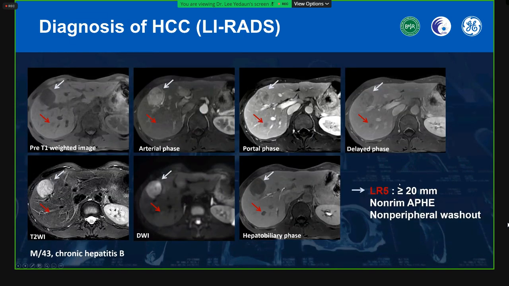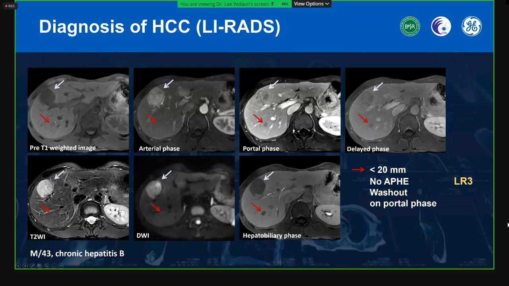An MRI of a 43-year-old man with chronic hepatitis B: there is a well-defined nodule larger than 2 centimeters, showing non-rim arterial enhancement and non-peripheral washout on portal phase. The mass can be categorized as LR5.